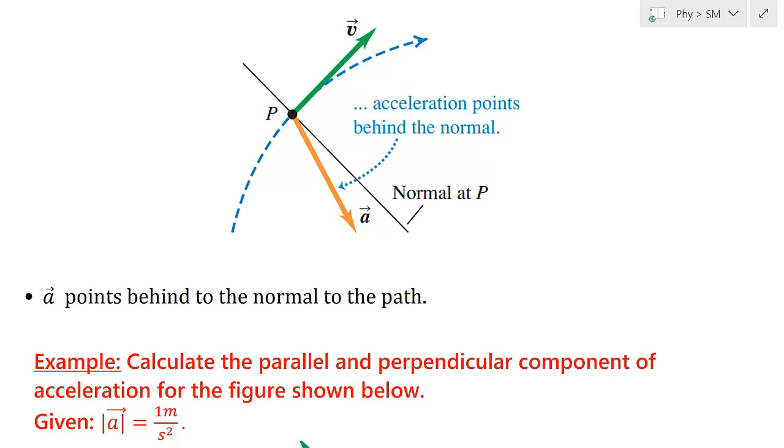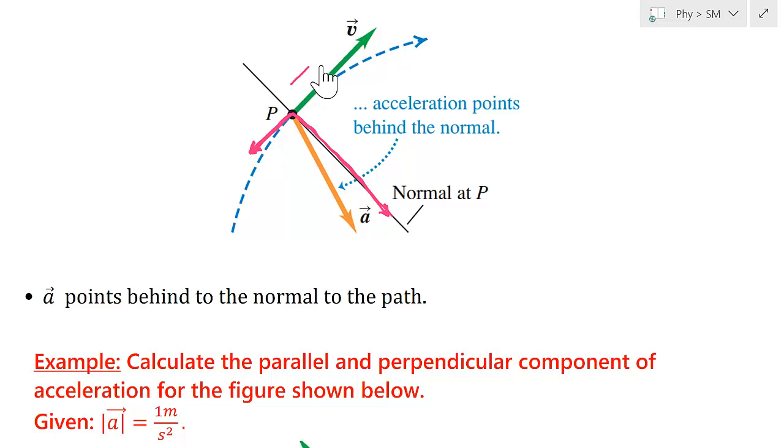So speed is decreasing. This means you will have a tangential acceleration, but that tangential acceleration will be in this direction. And you will have a normal acceleration because direction is also changing. So you will have a normal acceleration, and that will point in this direction. So this is the normal acceleration, and this is the tangential acceleration. Why is the tangential acceleration in the opposite direction? Because there is a decrease in the speed.